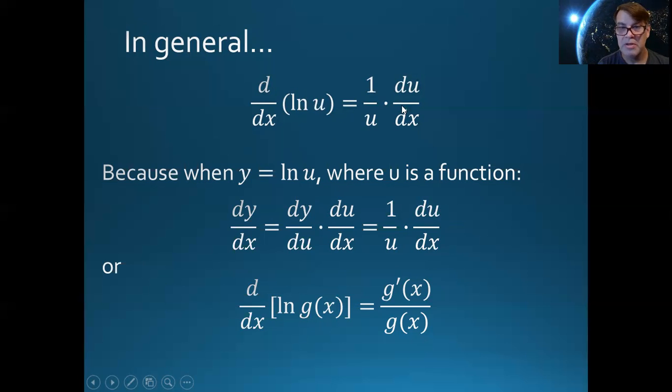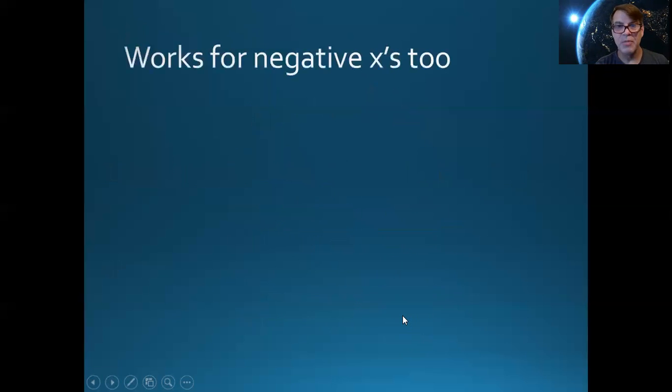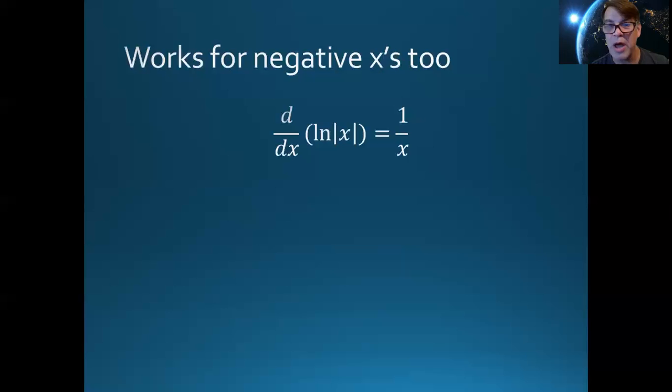And so du/dx is the derivative of the function, right? It's g prime of x. And then 1 over u is 1 over the function, right? So this is a general way of saying this principle at the top as well. Okay, it works for negative x's as well, so that no matter whether x is positive or negative, this holds.